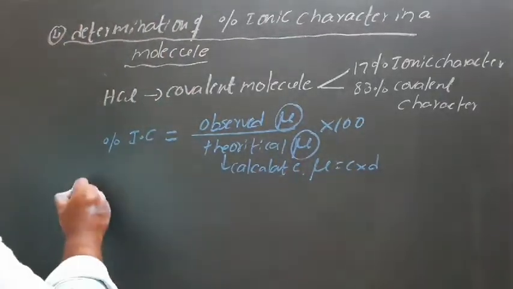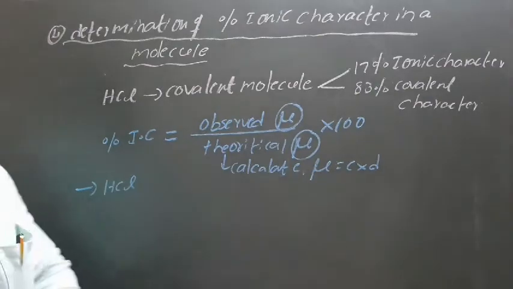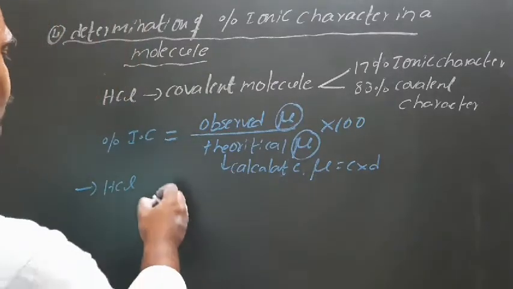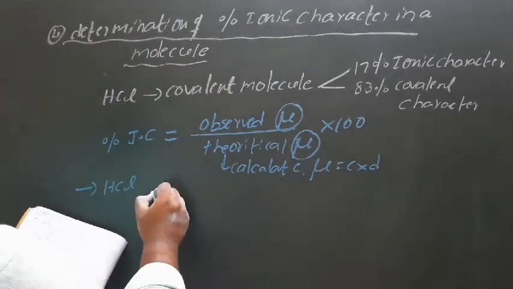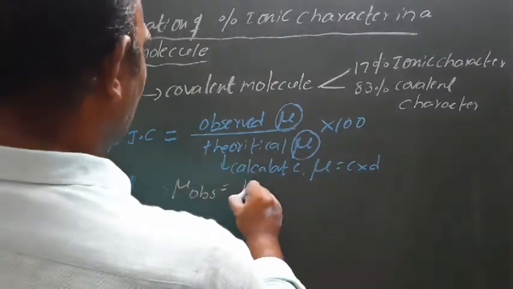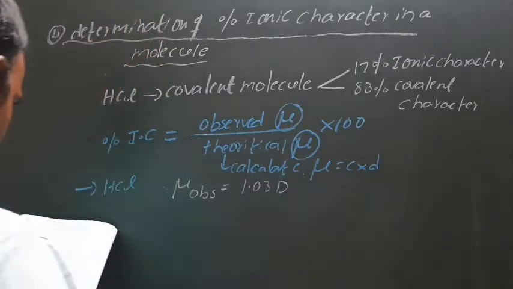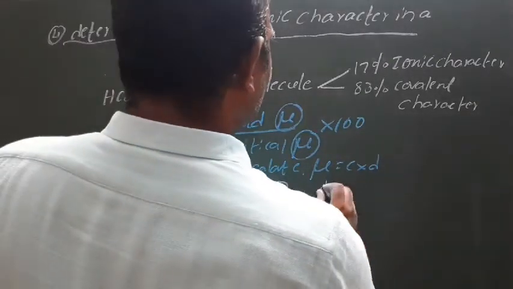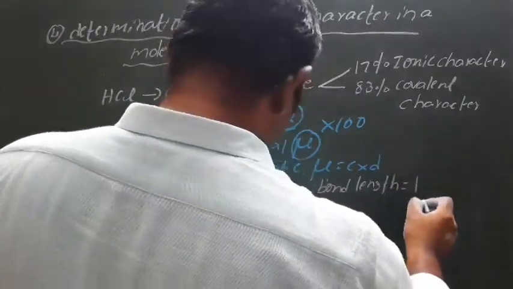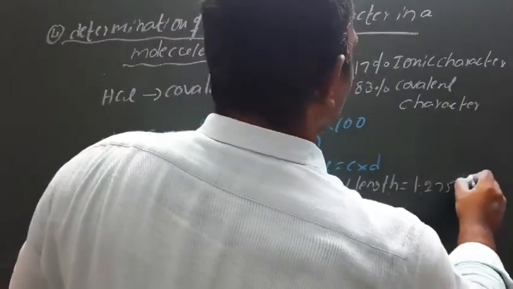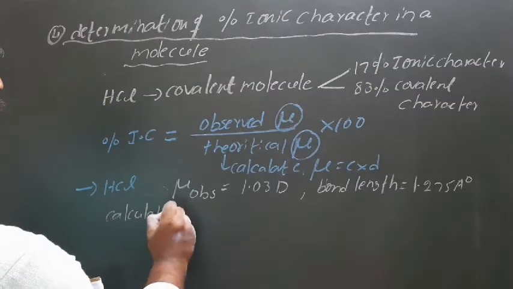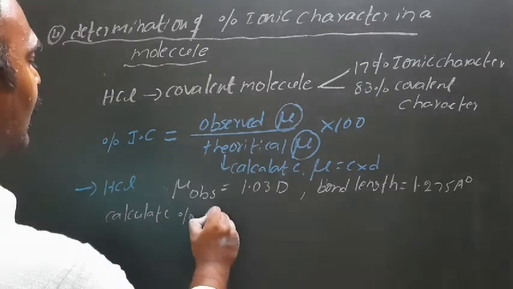Now see here, suppose if we take the example here, H is here. Here I am taking one problem. In case of the HCl molecule, dipole moment observed is equal to 1.03 D and bond length is equal to 1.275 angstrom. Then calculate the percentage of ionic character.